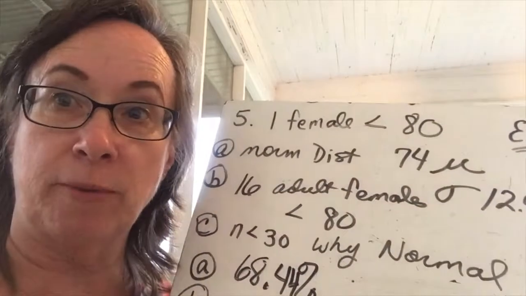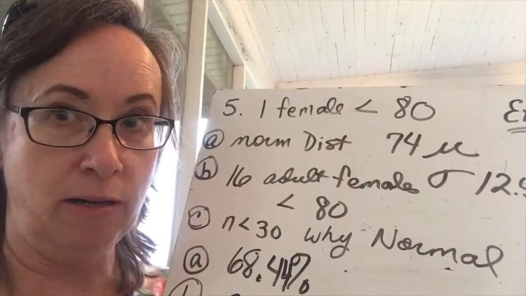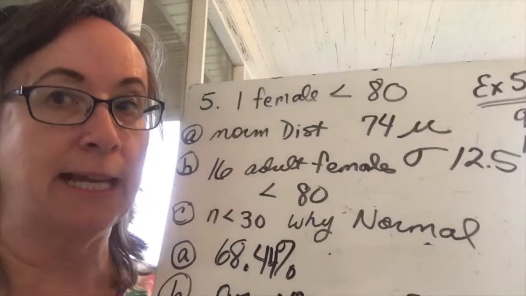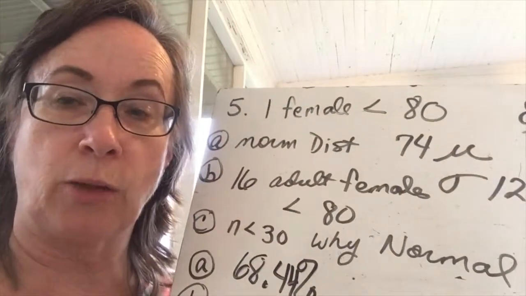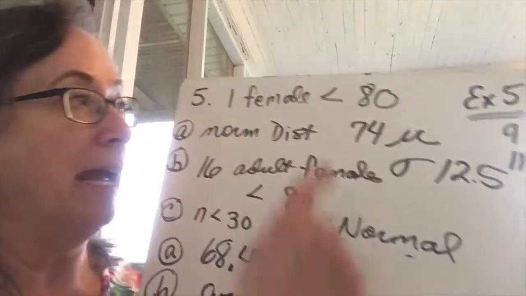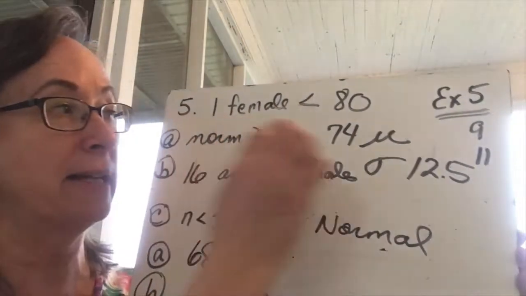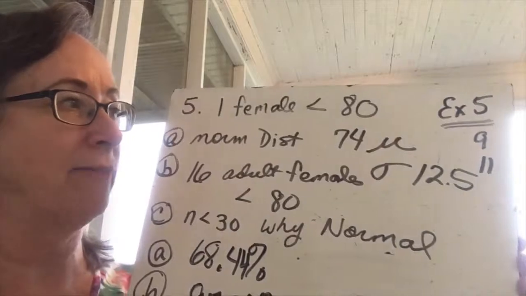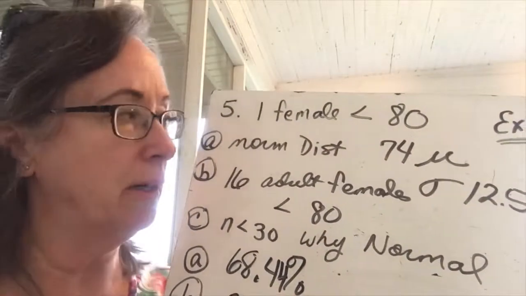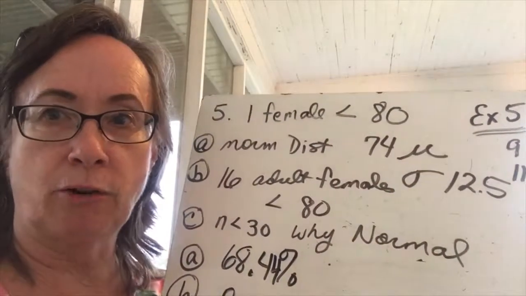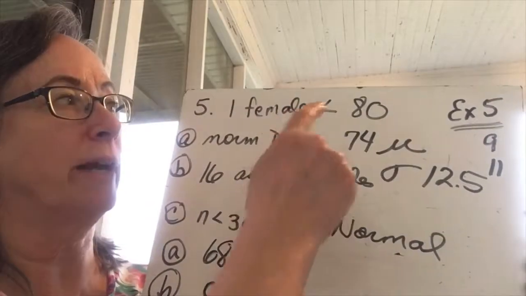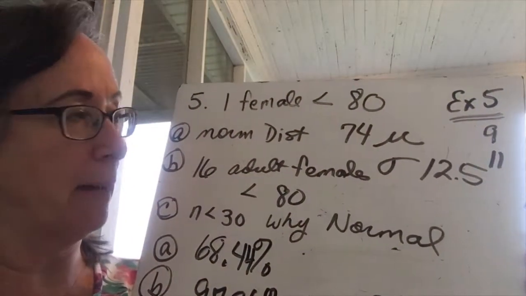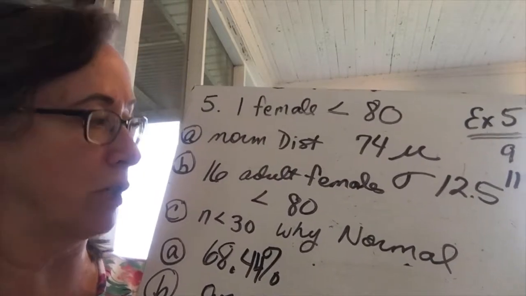You could also get it from going to a z-score and then going to your chart in the back of the book. But in order to use your chart in the back of the book, you have to have standardized scores. And these are not standardized because the mean is 74 instead of 0. So we're going to have to either go to a z-score and then go to the chart, or we're going to just use the normal CDF, just the way it is.